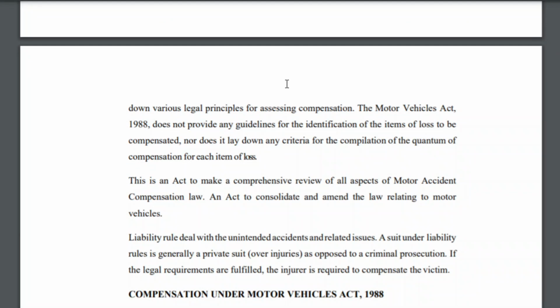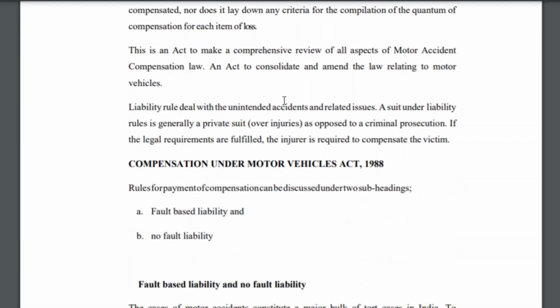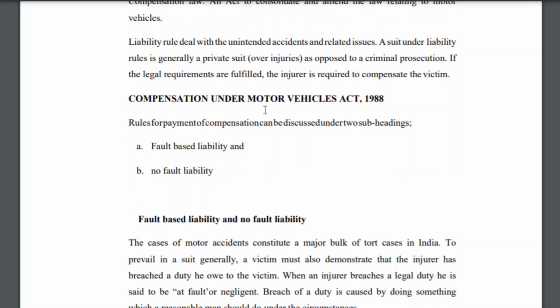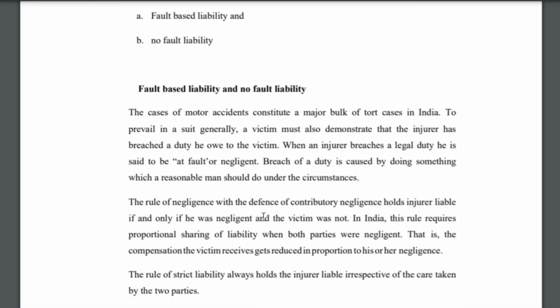Here, with regard to the compensation aspect under the Motor Vehicles Act of 1988, two things are very much important. One is no fault liability. Another is fault based liability. So what is no fault liability? What is fault based liability? Here, under fault based liability, which aspect has to be covered? Which is the thing which has to be seen?